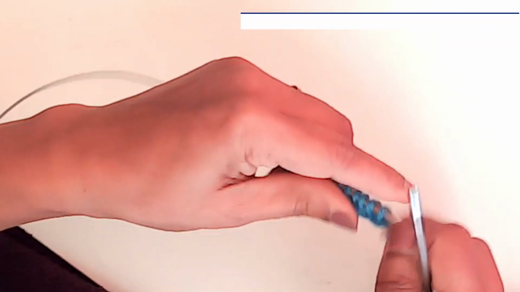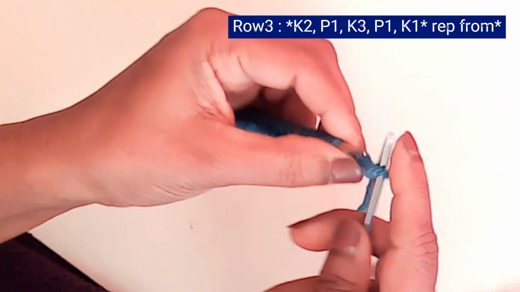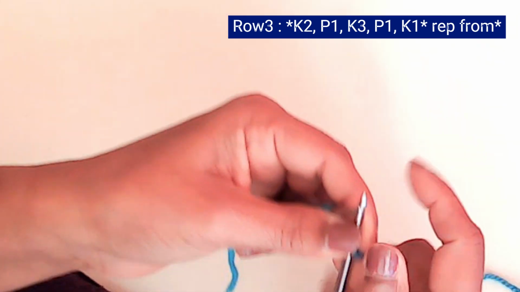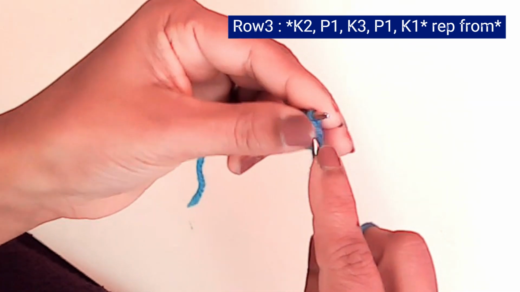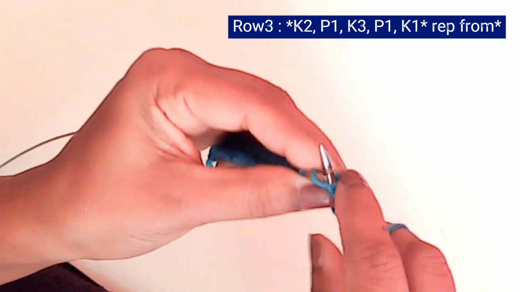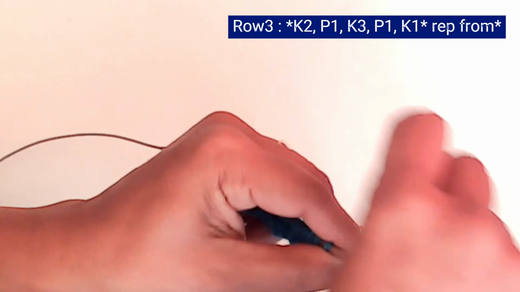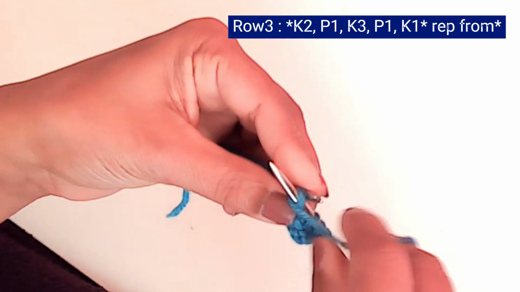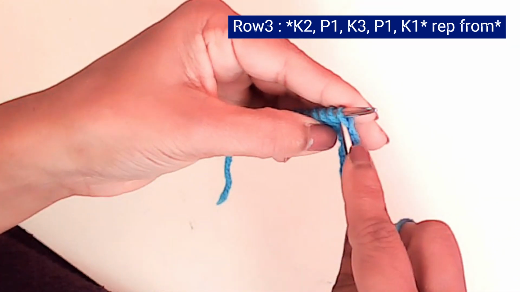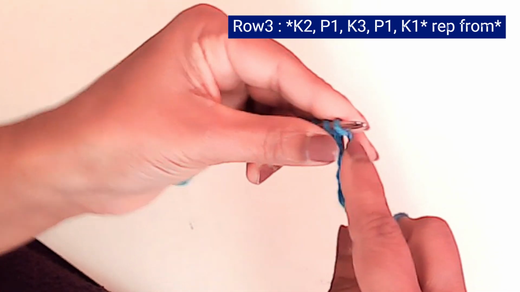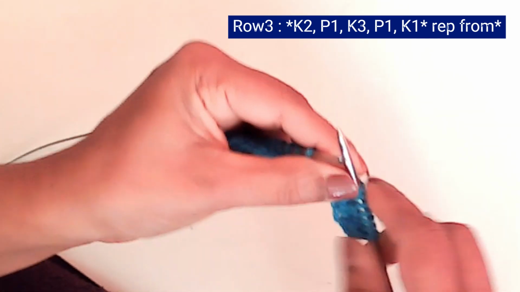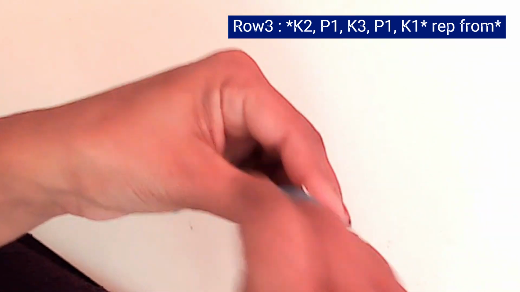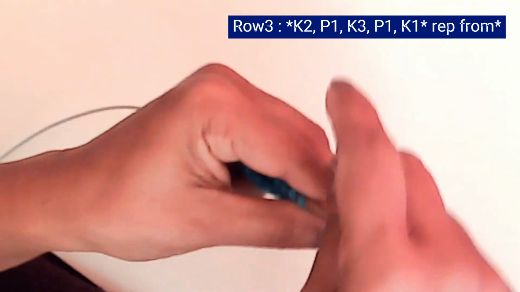Okay, then now my third row. I'll skip the first edge stitch and then start with 2 knit, 1 knit, 2 knit, 1 purl and 3 knits: 1, 2, 3, 3 knits and 1 purl and 1 knit.